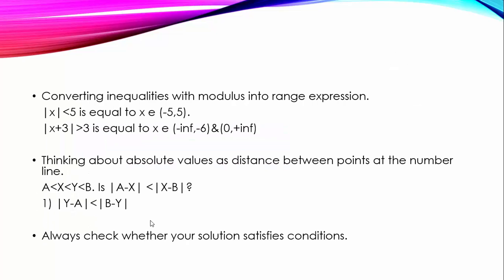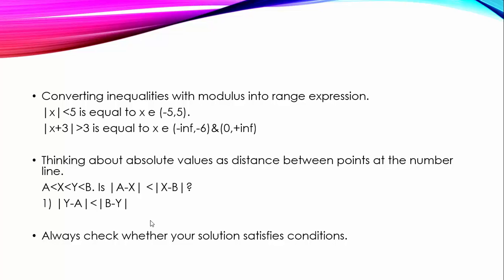Another trick is converting inequalities with modulus into range expressions. In many cases, especially in data sufficiency problems, it helps avoid silly mistakes. For example, mod x less than 5 means x would belong to minus 5 to 5. Mod x plus 3 greater than 3 means x belongs to minus infinity to minus 6 and 0 to infinity.